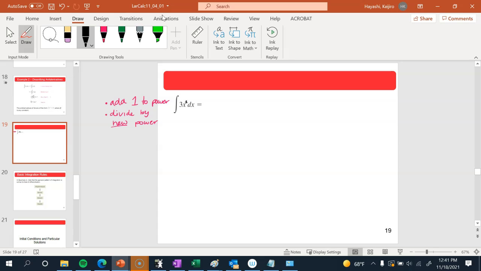just because of the way that I'm going to be writing this. But if you remember that, then feel free to just write 3x squared. But I'm going to be writing it as 3x to the 1 plus 1. Now 1 plus 1 is 2, so I'm going to be dividing by 2. And that ends up being 3x squared over 2, or you can even write 3 halves x squared.